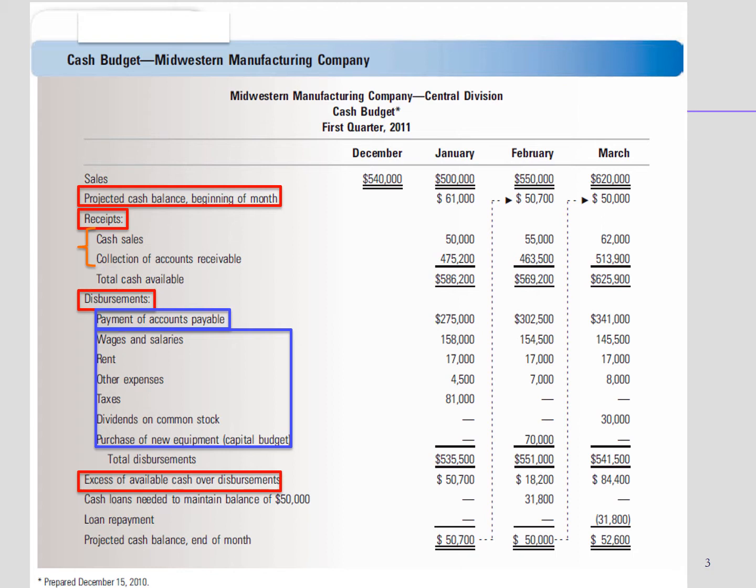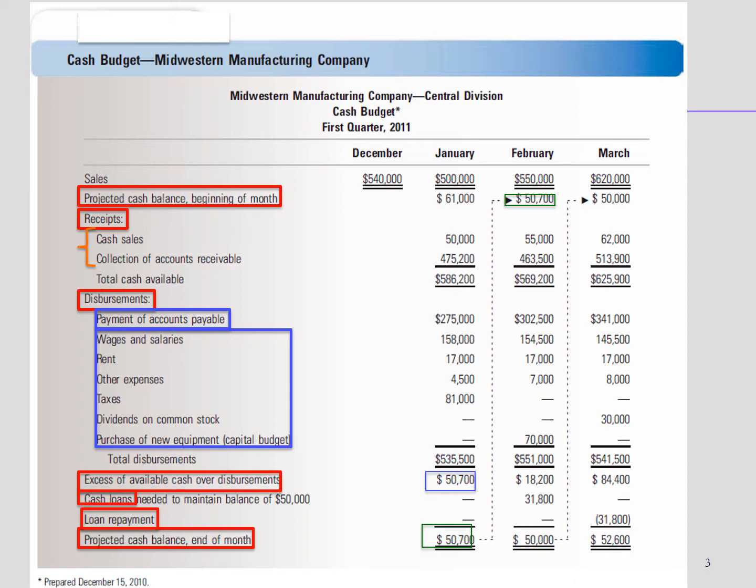Comparing this number with the desired ending period cash balance, we can know the amount of cash loans if needed, or loan repayment, if any. We end with the ending period projected cash balance. At the end of January, the available cash is $50,700, larger than the desired cash balance of $50,000. The company does not need cash loans. The projected cash balance at the end of January is $50,700, which becomes the projected cash balance at the beginning of February.